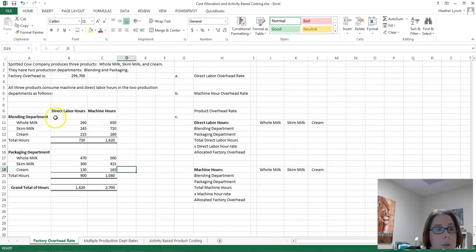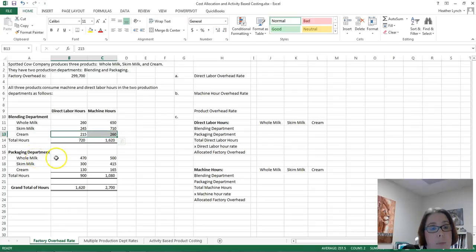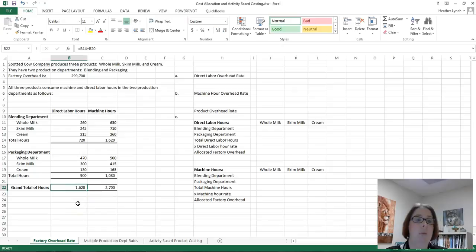And they're giving us, for the blending department, whole milk: they consume 260 labor hours but 650 machine hours. Skim milk and cream, and then the packaging department, they determine their direct labor hours and their machine hours as well. So a grand total of 1,620 direct labor hours are used for both blending and packaging, and 2,700 is used for machine hours for blending and packaging.